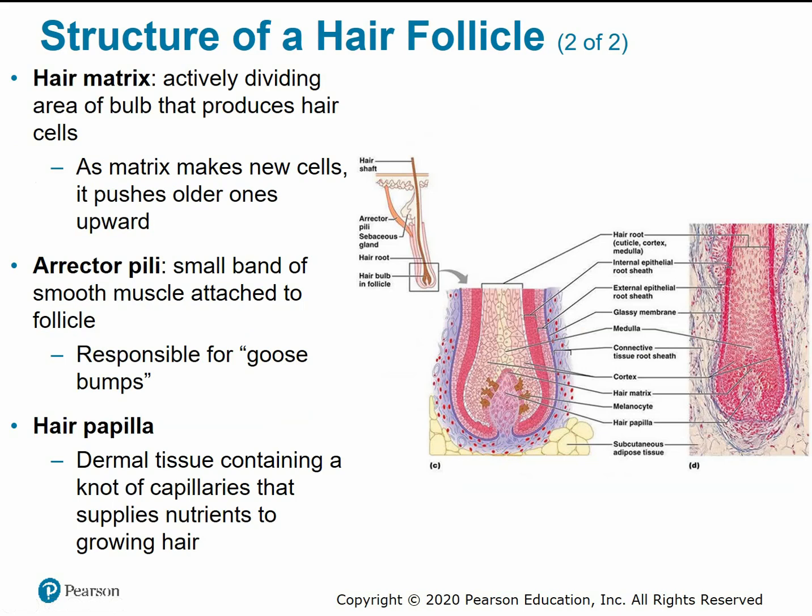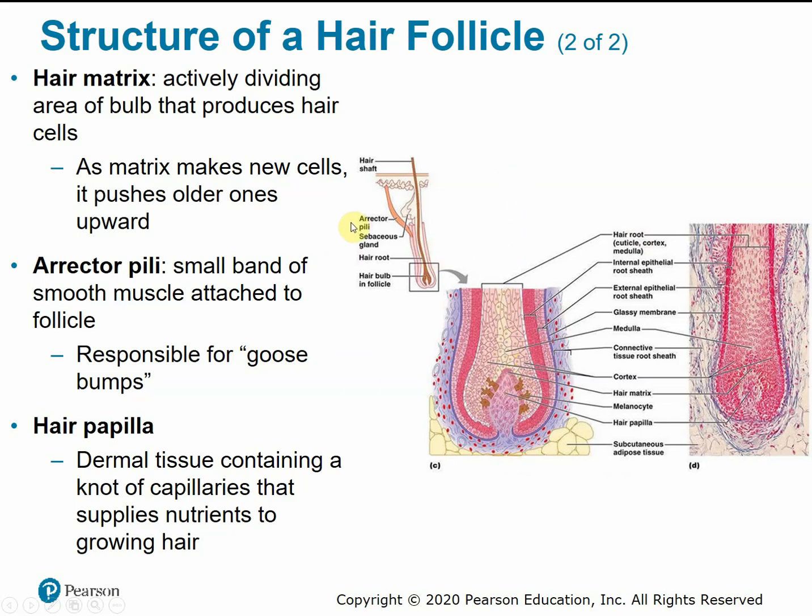The hair matrix is similar to the stratum basale of the epidermis. So this is where new hair cells will be formed. So this is the actively dividing, actively mitotic area of the hair bulb. So again, similar to the epidermis, as new cells are produced from this hair matrix, the older cells will be pushed further and further away.